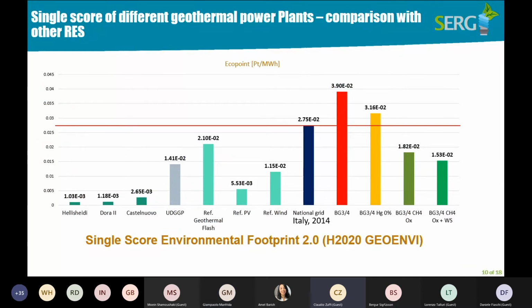Here you can use the single score of the whole power plant in order to make a comparison, like in this example. In fact, there is a comparison of different geothermal technologies with other energy production systems, like wind or photovoltaic or the national energy mix. Here you can also see how the single score is reduced if improvements to the system are proposed, for the example of Bagnore. But in order to perform an Exergo-Environmental analysis, you must proceed in a different way.